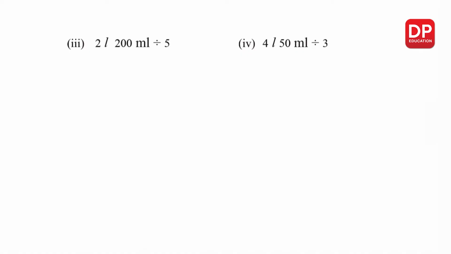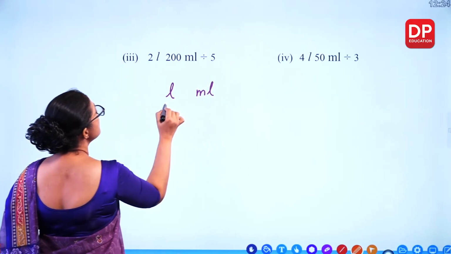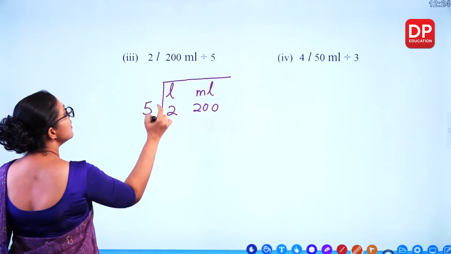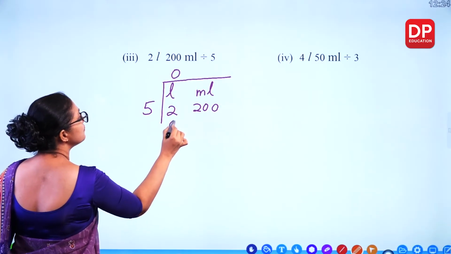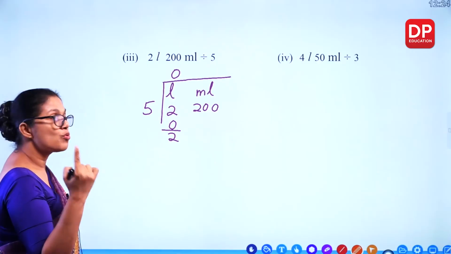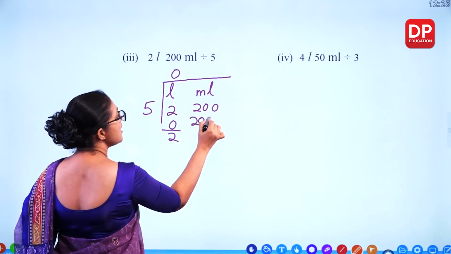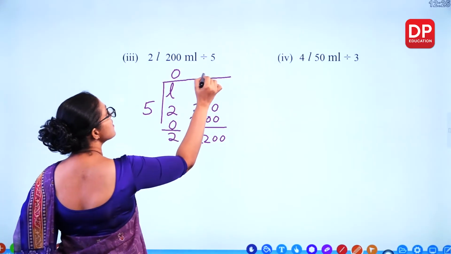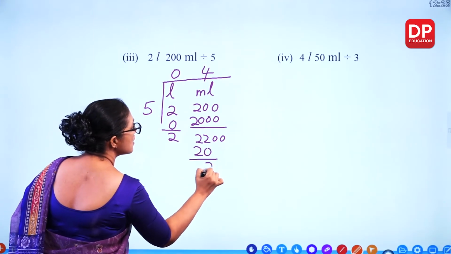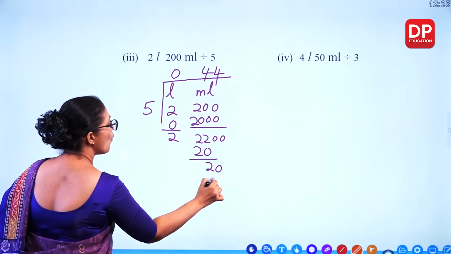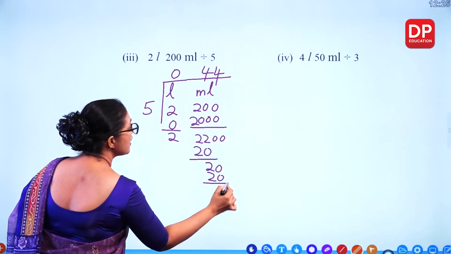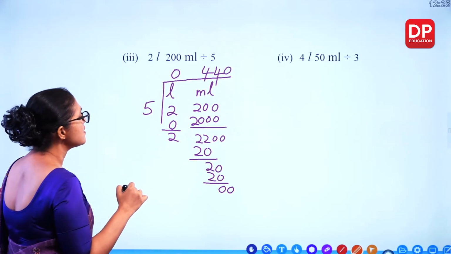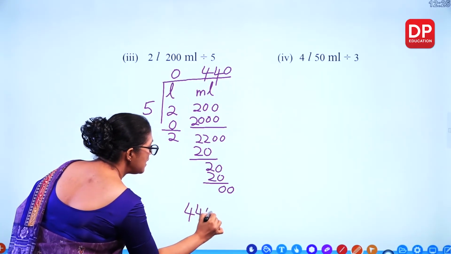Another long division. Liters, milliliters. 2 and 200. Divide by 5. You can't divide, so 0. So 2 remaining means 2000 milliliters are there. So you can add it. 2200. Now you can divide by 5. 5 times 4, that's 20. For 20, that's 5 times 4. And you get 0 here. So an extra 0 is there. So you put 0. So what's the answer? 440 milliliters.